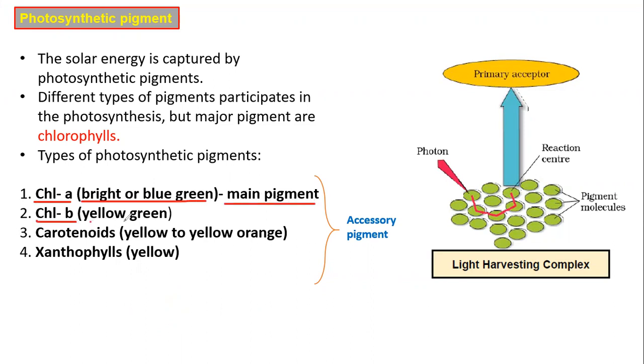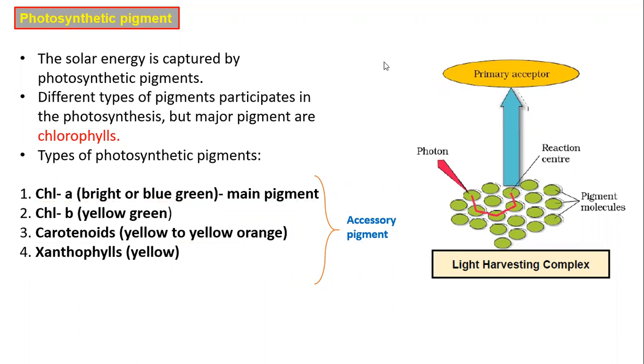Chlorophyll B is yellow-green in color, carotenoid pigments are yellow to orange, and xanthophylls are yellow in color. So there is a slight variation here: these 3 pigments, chlorophyll B, carotenoids, and xanthophylls, can be called accessory pigments, whereas chlorophyll A is the main pigment.